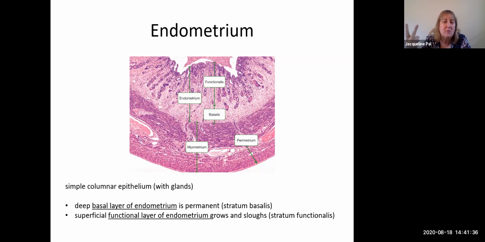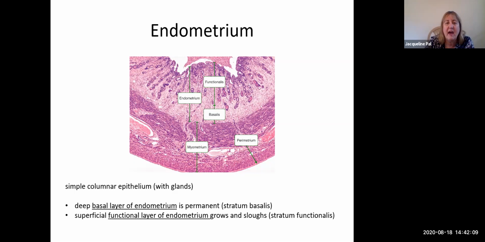So the endometrium actually has 2 different layers. The basal layer, or the portion of the endometrium which is closest to the myometrium, closest to all this smooth muscle, is the stratum basalis. And this is the deep basal layer of the endometrium, and it's permanent. It is always there. There will always be epithelial cells here which can regenerate.